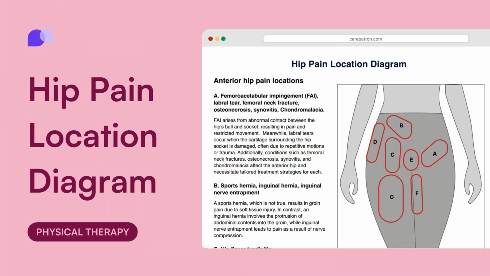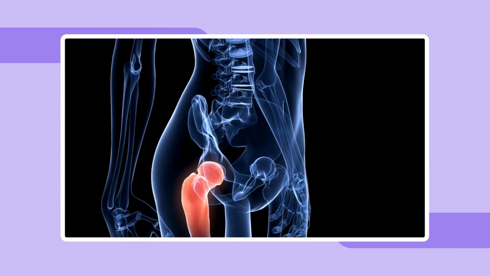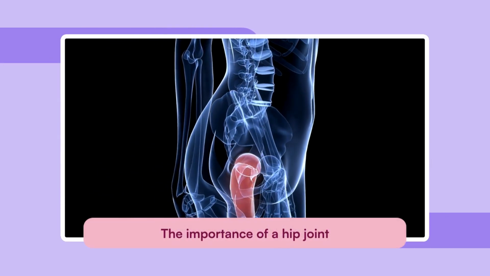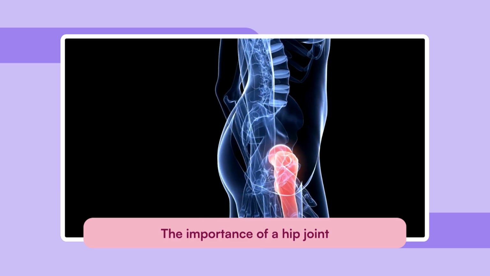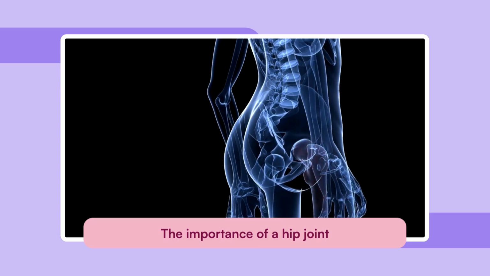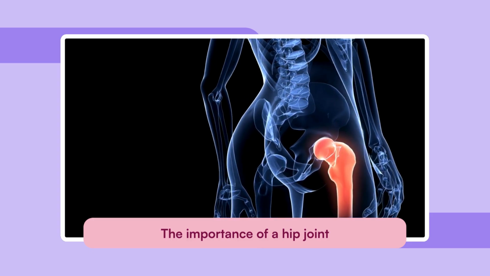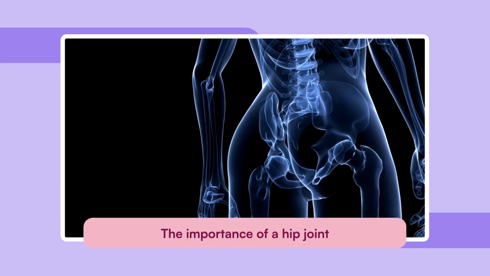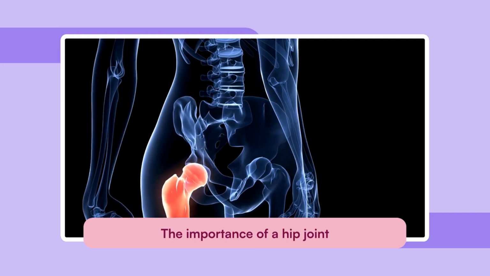The hip joint is one of the most essential and complex joints in the human body, which is crucial for many movements and functions. Formed where the thigh bone or femur meets the pelvis, it's a ball and socket type joint that offers a wide range of motion. The joint is designed to withstand repetitive motion and a fair amount of wear and tear.